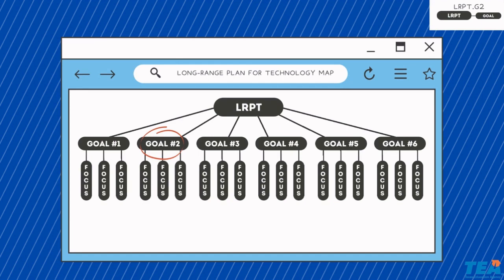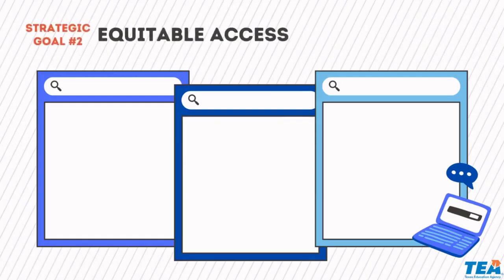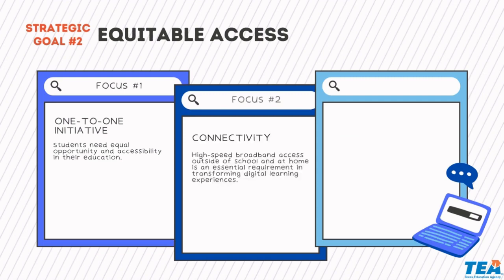Now that we've introduced the strategic goal, let's review the focus areas. There are 3 focus areas to help guide the realization of this goal. Focus Area 1, one-to-one initiative. Focus Area 2, connectivity. Focus Area 3, usability.